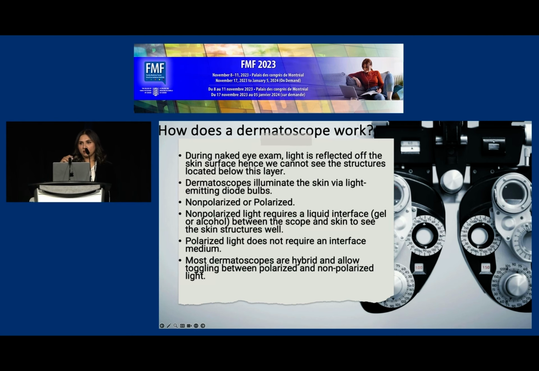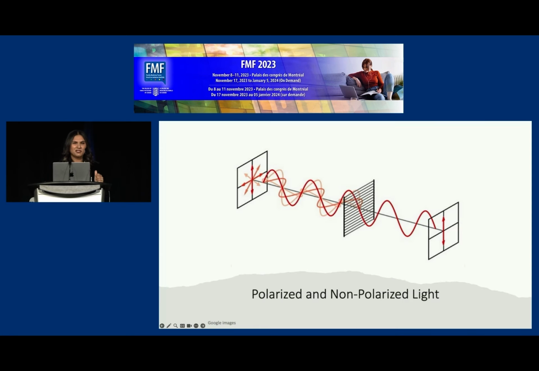And sometimes you have to keep it away because you don't want to press the lesion, as it can make the blood vessels go away. Most dermatoscopes nowadays are hybrid, so you can toggle between polarized and non-polarized. And what does that actually mean?